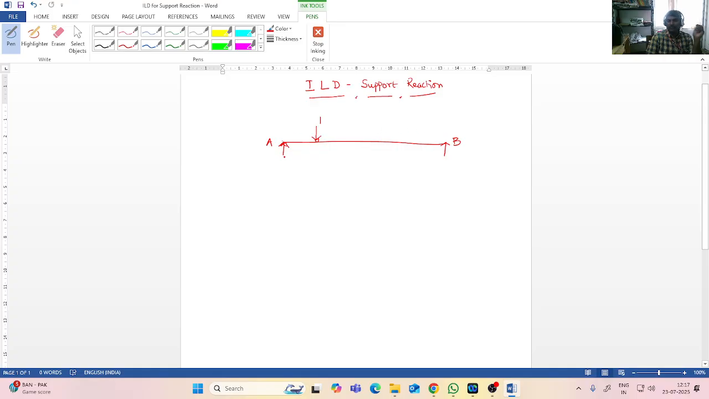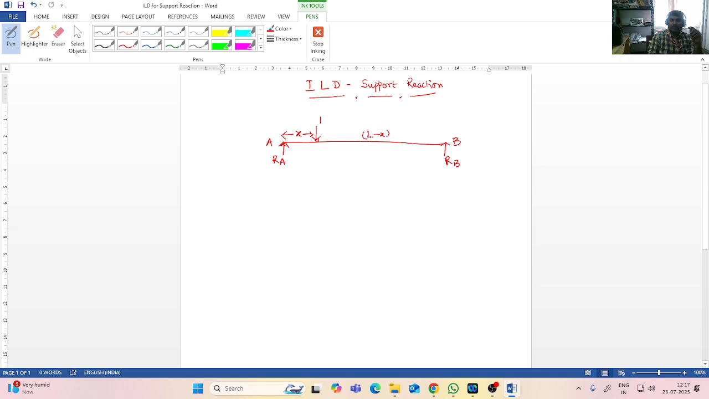how the various functions like support reactions, shear force or bending moment change will be represented in the form of a diagram that we call an influence line diagram. Now let us plot the influence line diagram for these reactions, reaction at A and reaction at B. Let the unit load be traveling from A to B.